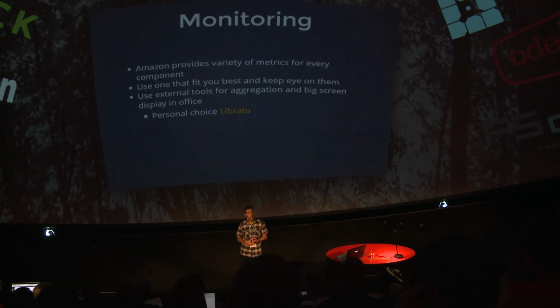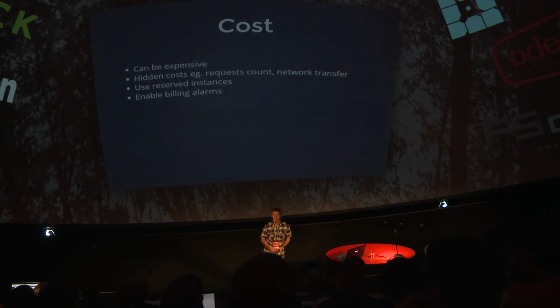Monitoring. You will like to monitor all of your things. Amazon provides hundreds and hundreds of these metrics. Pick the ones that fit best for you and keep an eye on them. You can also use some external tool for a big screen display in your office, and my current favorite is Librato, which can aggregate all of these metrics.